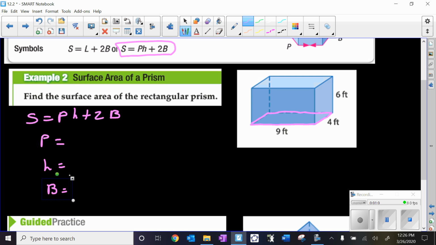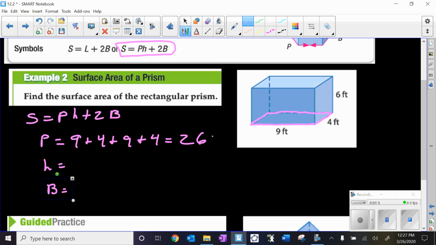Okay, so starting with perimeter, P, that's capital P, that is finding the perimeter of the base. So we're going to take 9 plus 4 plus 9 plus 4. Sometimes it makes it easier if you outline what is your base. That way you know which one you're dealing with. So when I add those together, I should get 26.